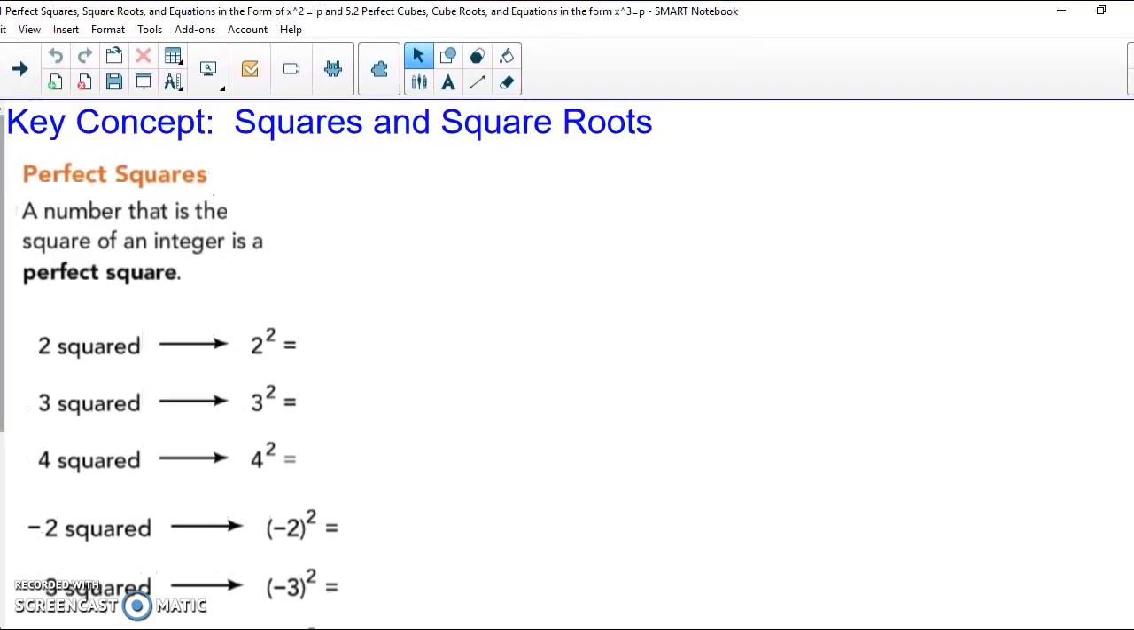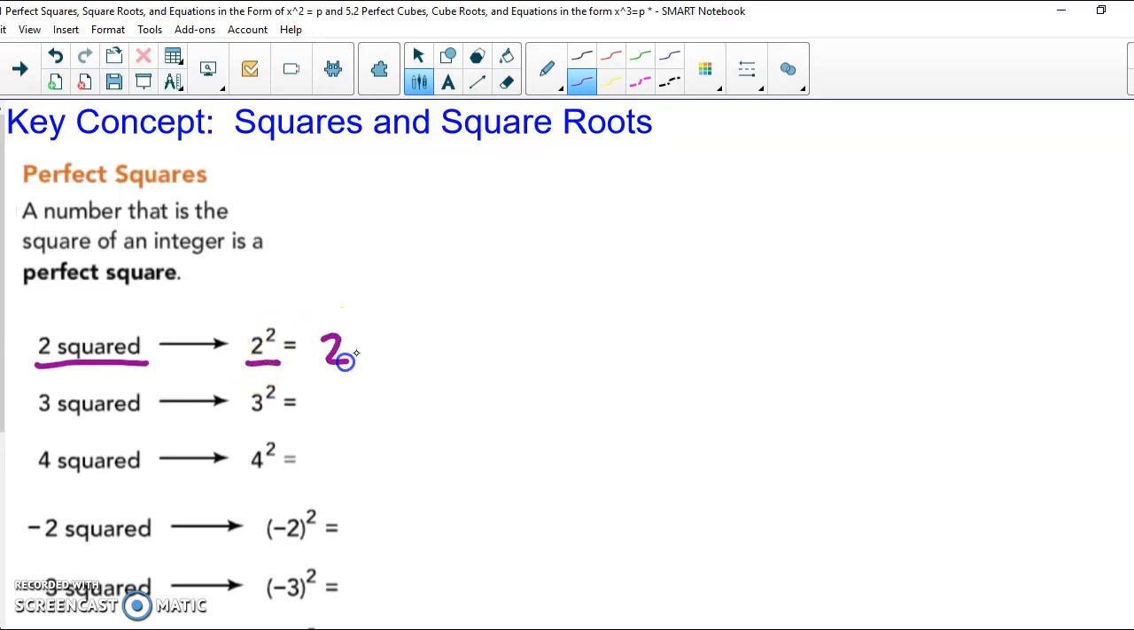Okay, so our key concept, we're going to start first in this lesson by talking about squares and square roots. So perfect squares. A number that is the square of an integer is a perfect square. For example, 2 squared, I would write that in numerals like this, a base of 2 with a superscript of 2, 2 squared, and that literally means 2 times 2.